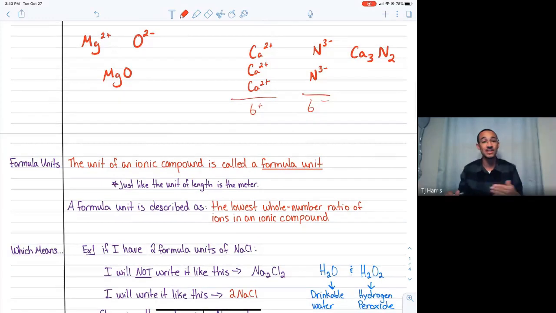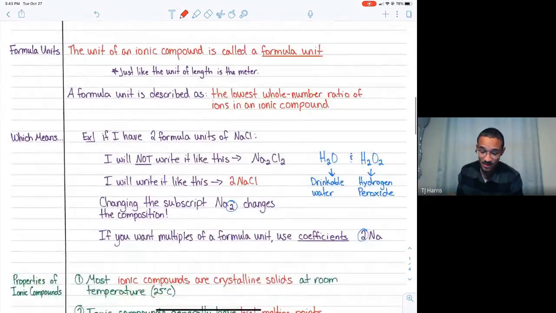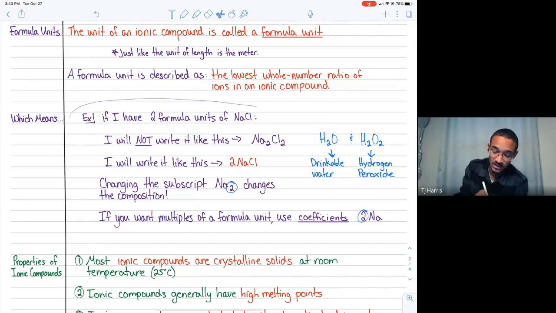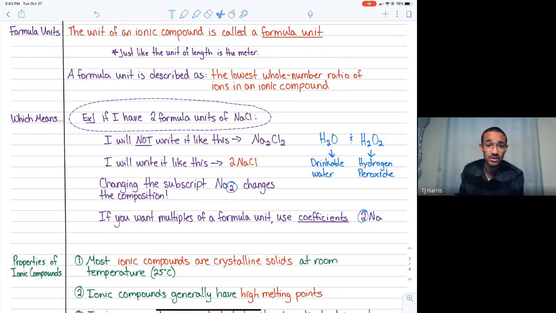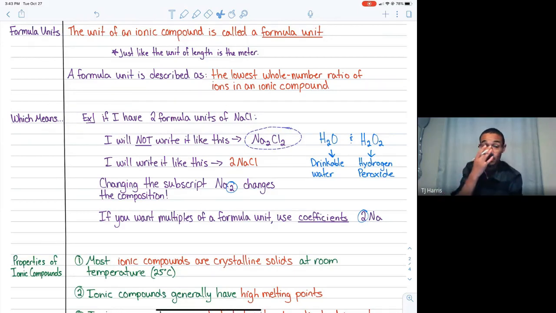Because when we change subscripts, the little numbers on the bottom, you completely change what that thing is. So let me give you an example. I've got 2 formula units of NaCl. I would not write it as Na2Cl2. That's not 2 formula units of NaCl. How we write it is with a coefficient out front. I want a 2 out front, 2 NaCl, just like this. That's how we would write 2 formula units of NaCl.